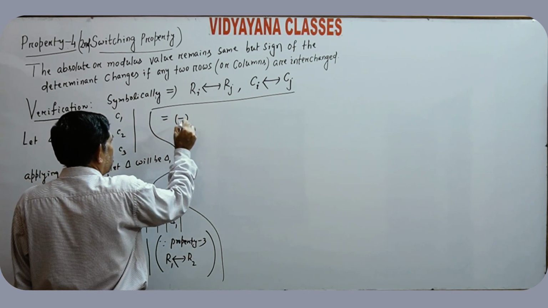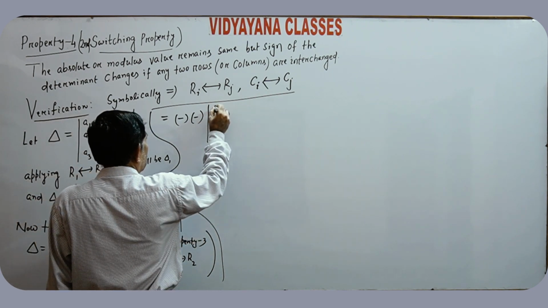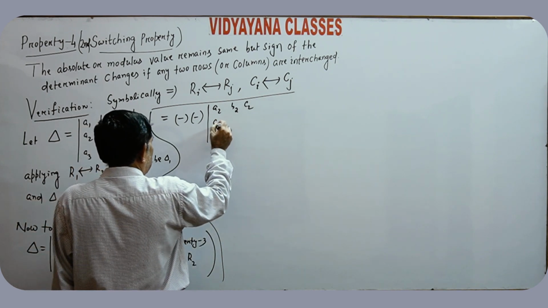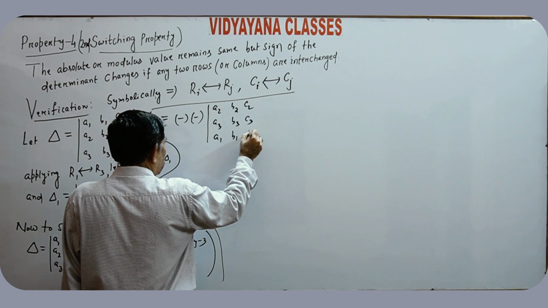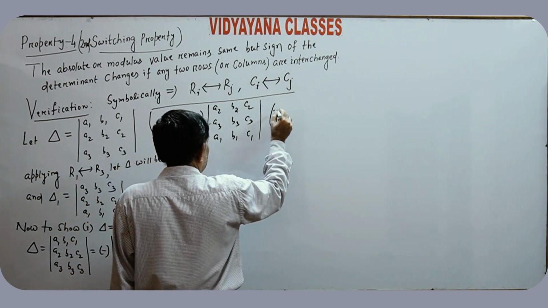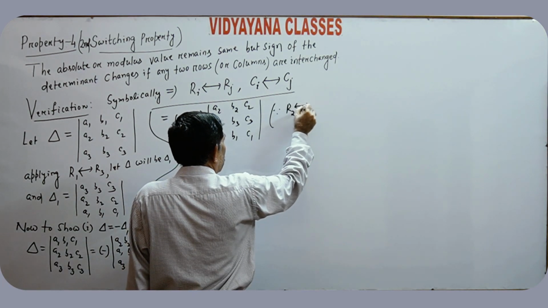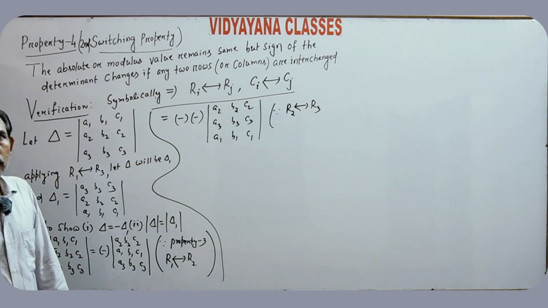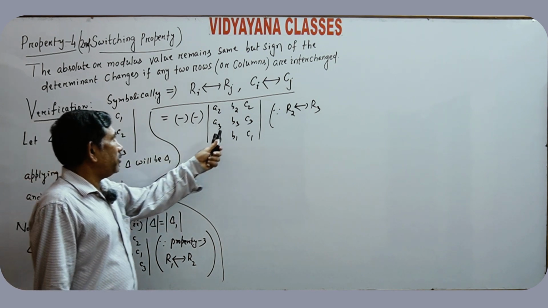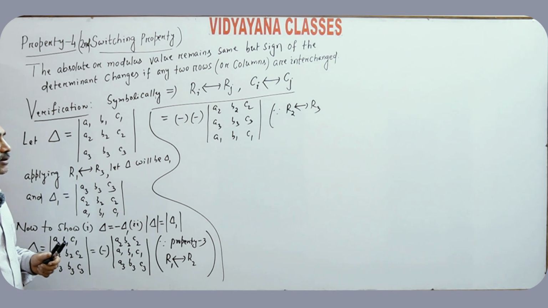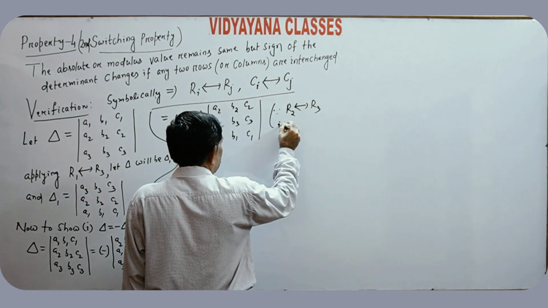Which is the same as minus into minus the determinant A2, B2, C2, A3, B3, C3, A1, B1, C1. Since we are interchanging row 2 and row 3, according to property 3, the absolute value of the determinant remains the same, but the sign changes if two adjacent rows are interchanged. That is property 3.